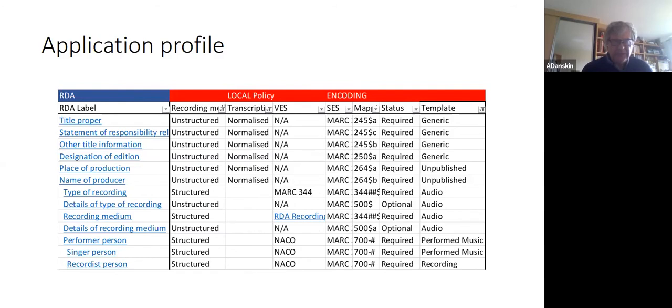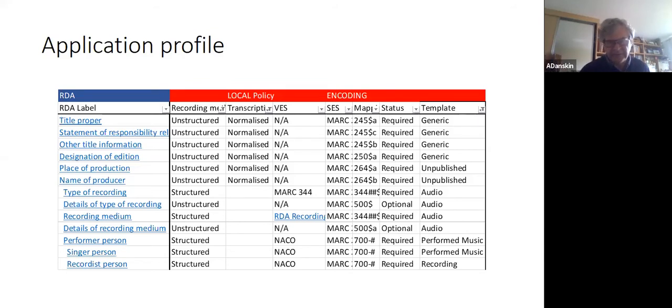And then to turn this into a local or community-based profile, you would need to add in information specific to your community. And so I've done that here. I've put in the recording method that the British Library, for example, would choose to use. I've put in the transcription methods that the British Library would generally choose to use. I've recorded our appropriate vocabulary encoding schemes and string encoding schemes, which essentially mark 21 in this instance. And there's a mapping to MARC, and there's status, whether we require the element or whether the element is optional.